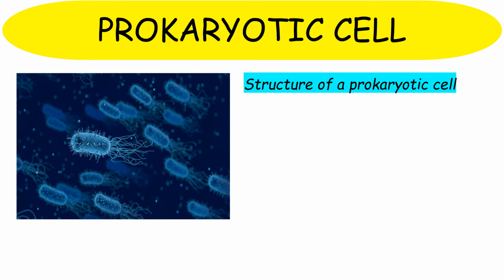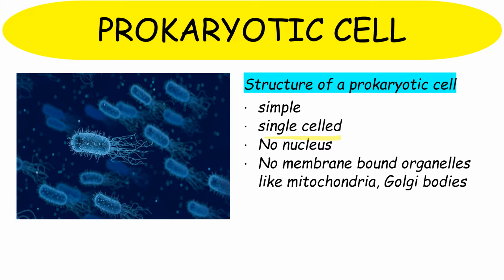Prokaryotic cell is very simple in structure. It is unicellular, made up of one cell, and the most important feature of the prokaryotic cell is that it lacks nucleus and it lacks all the membrane-bound organelles. So what exactly is present in the prokaryotic cell? Let's talk about it.